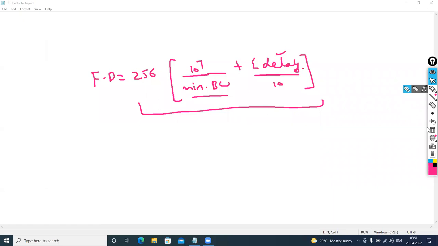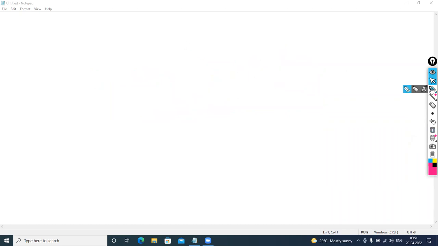This part is clear now. So now we'll see the mechanism of how EIGRP will calculate the best path.